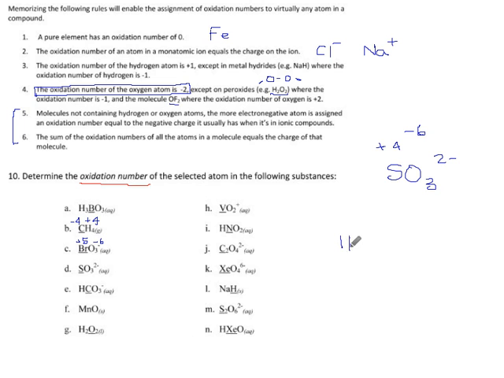Bicarbonate or hydrogen carbonate, HCO3-. No pure elements, no monatomic ions. Hydrogen is +1. The oxygens are -2 each, so a total of -6. What for the carbon now? What do you think?